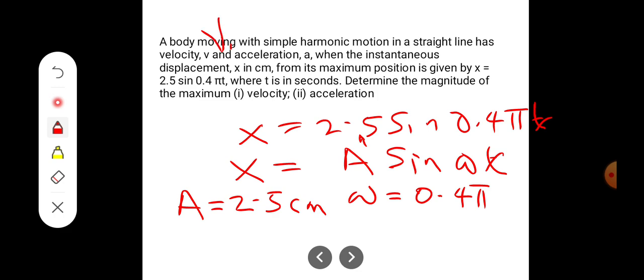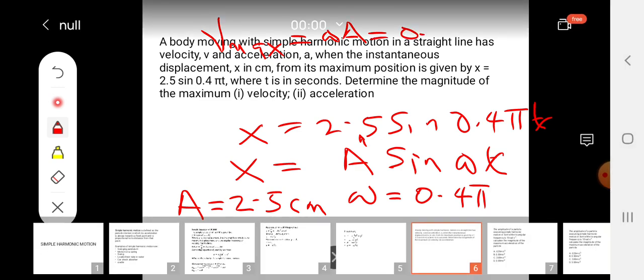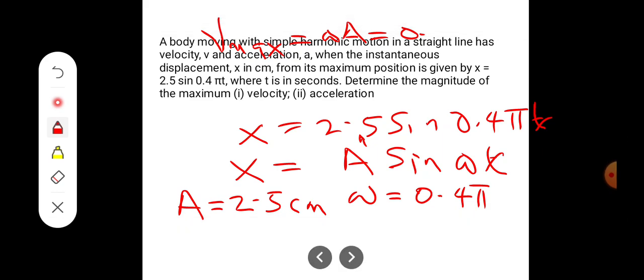So we can say that Vmax here, remember the formula is omega A. My omega here is already 0.4 pi, 0.4 pi, then multiply by A. My A is 2.5 centimeter. So our answer will be in centimeter.